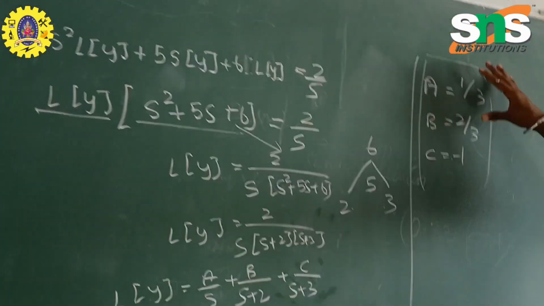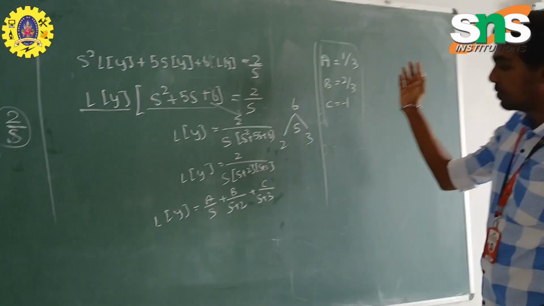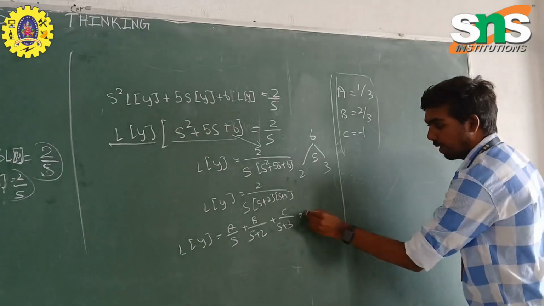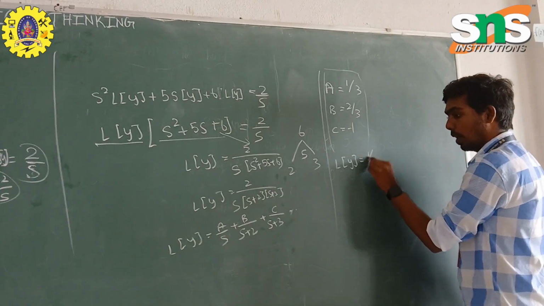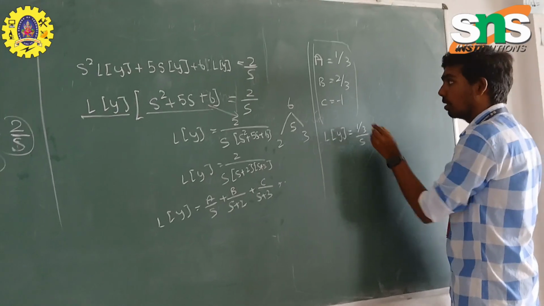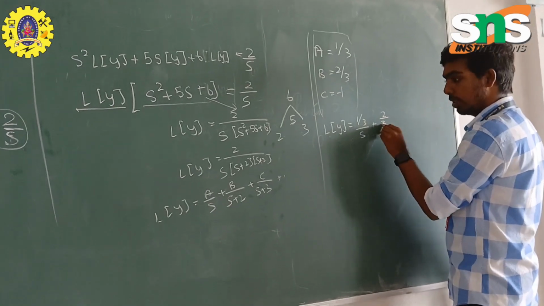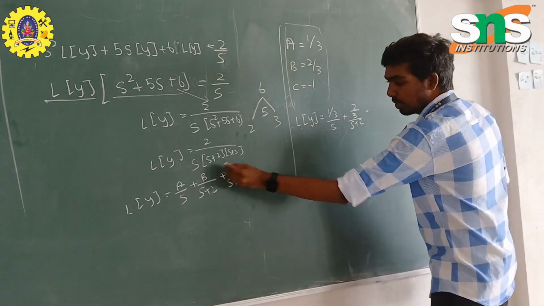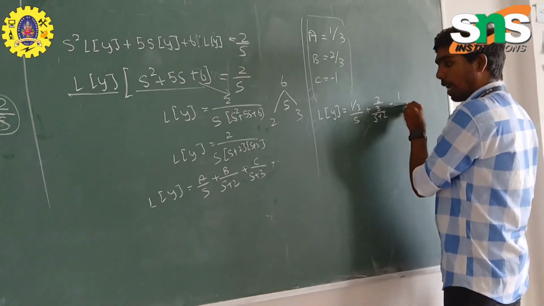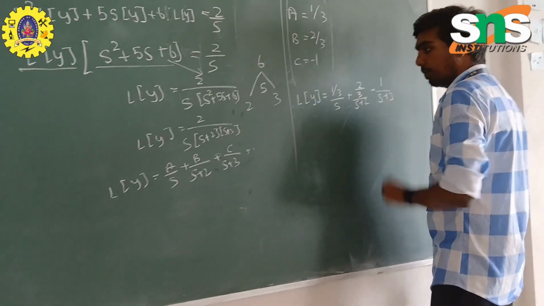Very good. What is the value of B? 2 by 3. And the value of C? Minus 1. Good. Yes, we get the values of A, B and C. If we substitute in the equation, L of y is equal to 1 by 3 by s plus 2 by 3 by s plus 2 and minus 1 by s plus 3.